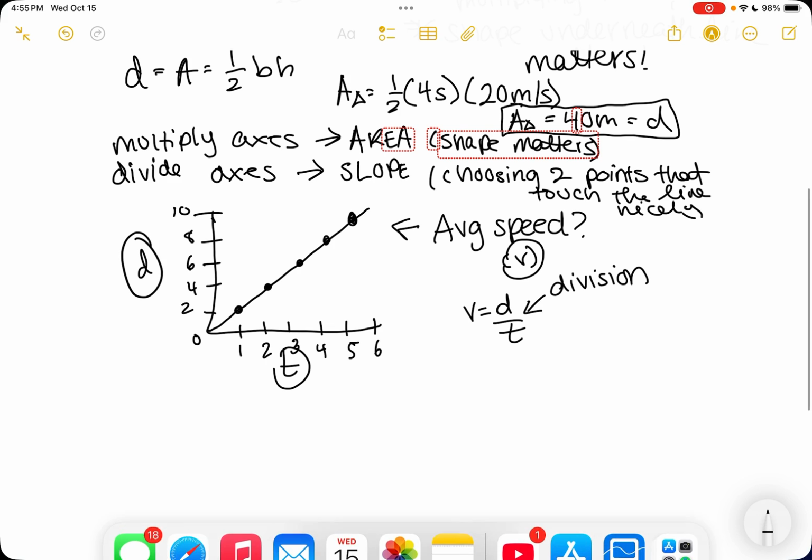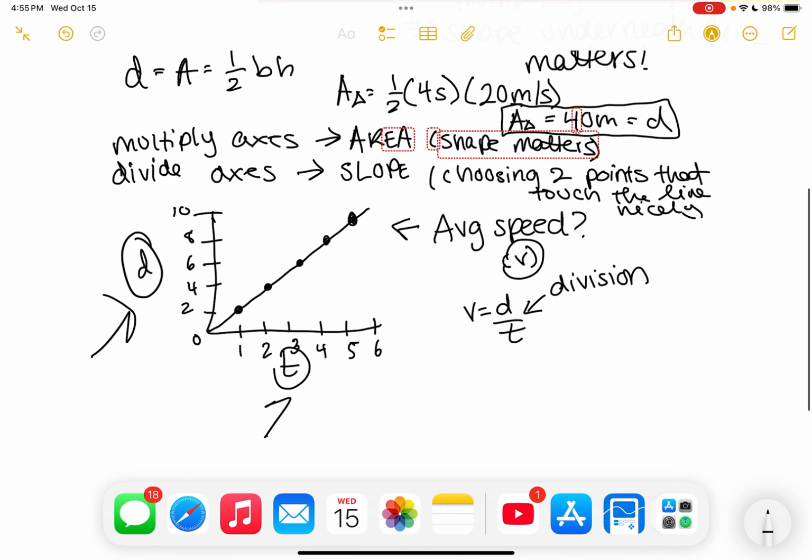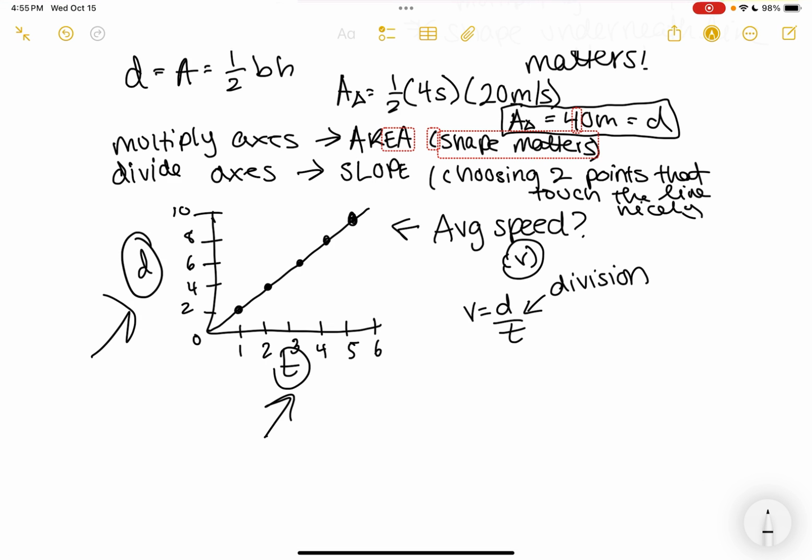I have the division of the y-axis and the x-axis. So when we do that, that means we're actually going to take the slope. So this is where we're going to choose 2 points. I can take this one right here, this one right here, or I could even take the origin too if I really wanted to.